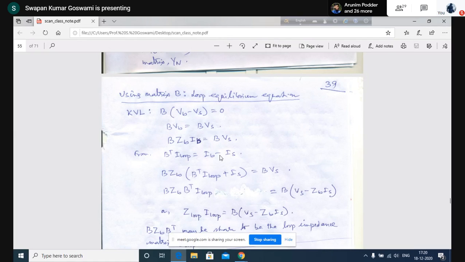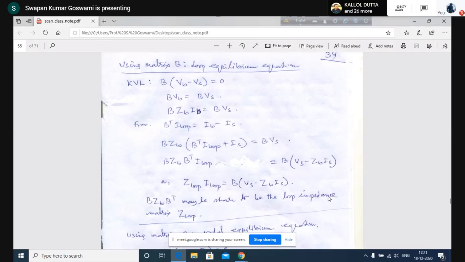Here, what you can do is replace this I_B. I_B may be written as B transpose I_loop plus I_S. Put it here: B Z_B I_B means B Z_B times (B transpose I_loop plus I_S). So from here, put the value of I_B here and B V_S on the other side. So B Z_B B transpose I_loop is equal to B V_S minus B Z_B I_S. This is what we have obtained.